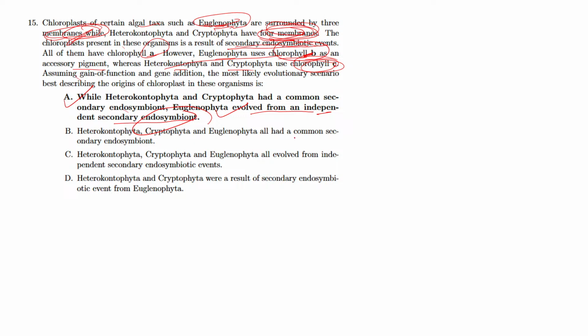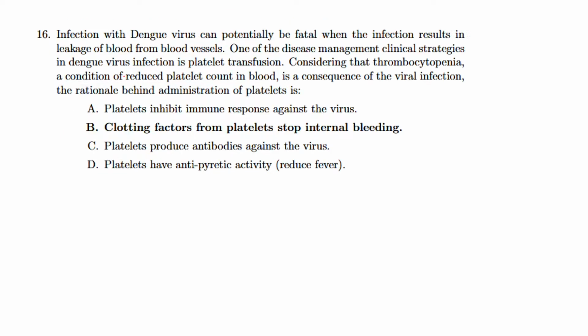The second option said that all had a common secondary endosymbiont. No, this is not correct. Evolved from an independent secondary endosymbiont event. No, this is different because these two are the same thing. These two evolved from the same parental generation. And that Cryptophyta resulted from Euglenophyta. No, this is wrong. So the first is the most correct option describing the event. Moving on to the next question.